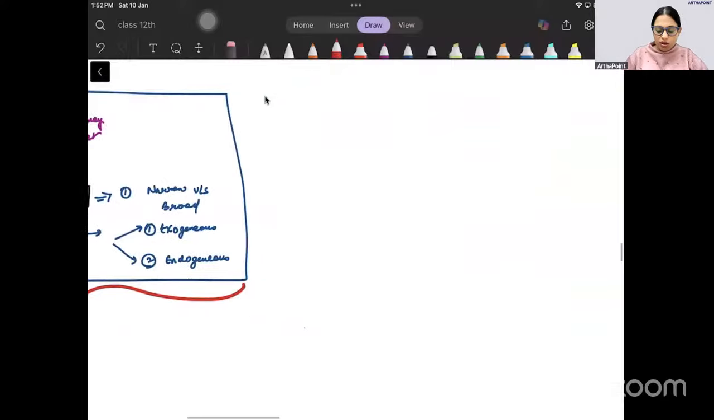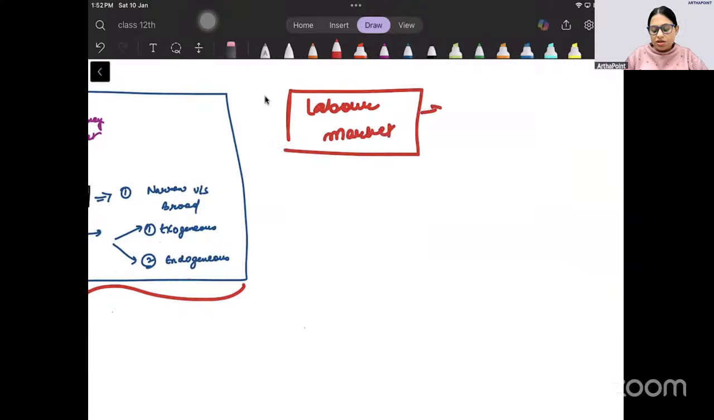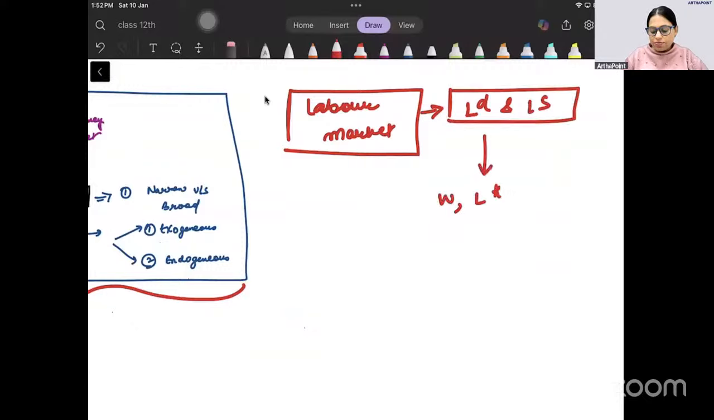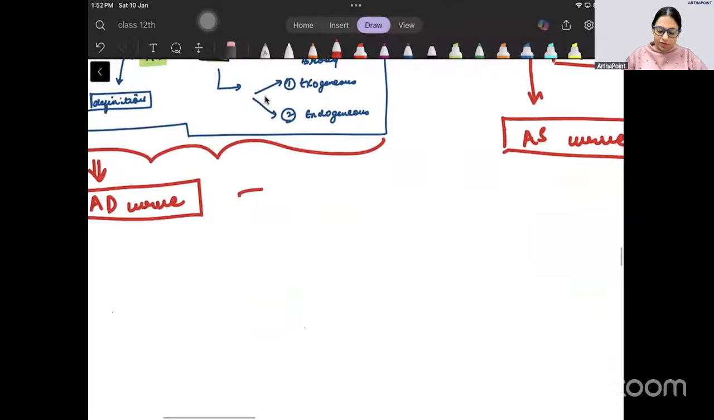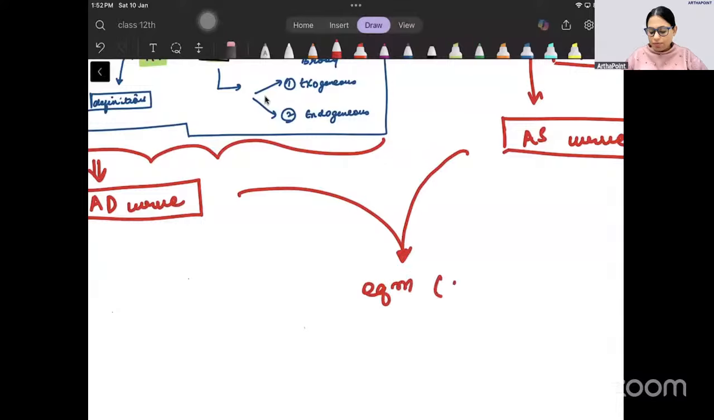Then we move on to the labor market. In the labor market, we study the demand of labor and supply of labor, which together tell us the wage rate and equilibrium supply of labor. Right? The labor market helps us determine the AS curve. The AD curve and AS curve together give us the equilibrium in the PY domain.